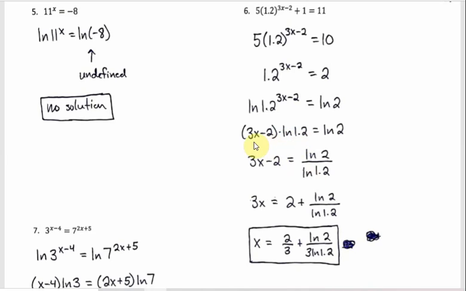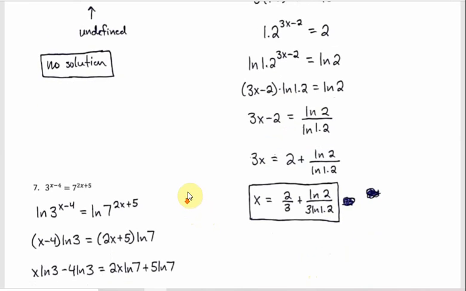I guess you could distribute this first if you wanted to. It doesn't make too much of a difference. But you end up here, then getting the x term by itself, so adding 2 to both sides, you end up there. And then dividing both sides by 3 to get x by itself, you end up there.